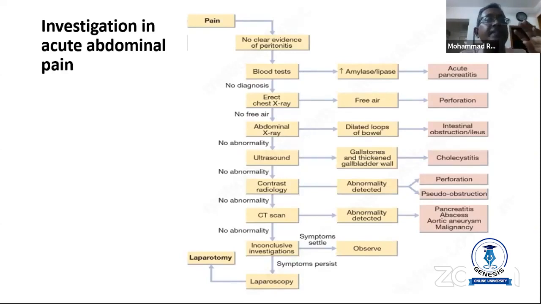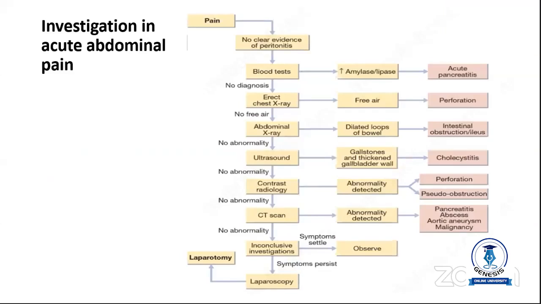You can check whether the patient has obstruction. You can find the colon cutoff sign, or a sentinel loop. You can find stones. Many things will be revealed in the abdominal X-ray. So for any patient coming with abdominal pain, I first order lipase as well as a chest X-ray and a plain X-ray abdomen in erect posture.